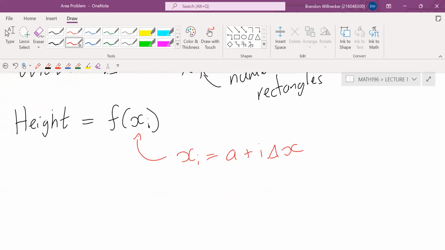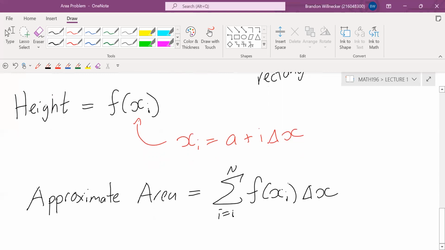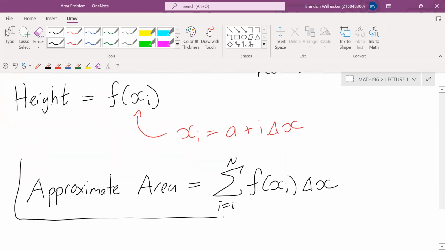Okay, so what is the approximate area going to be? The approximate area is equal to the sum from i equals 1 to n of f of xr times delta x. Okay, so this is the first important formula that we need to know.